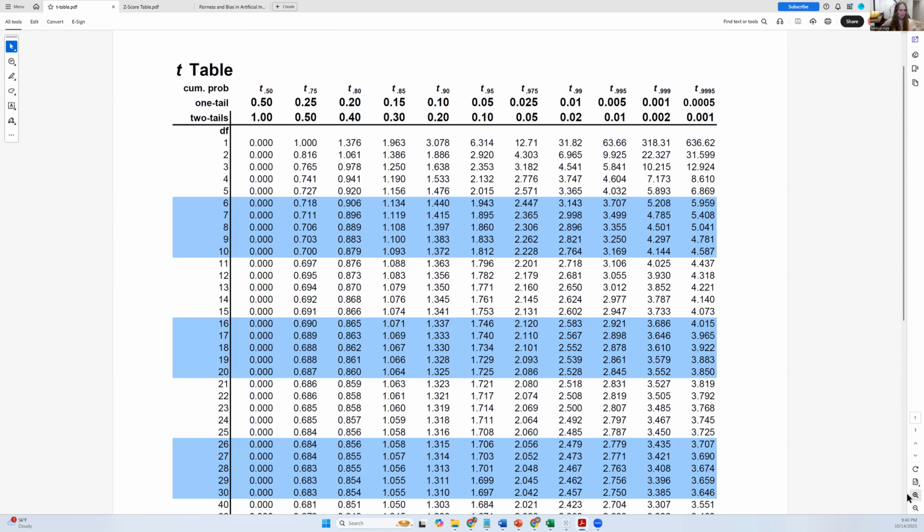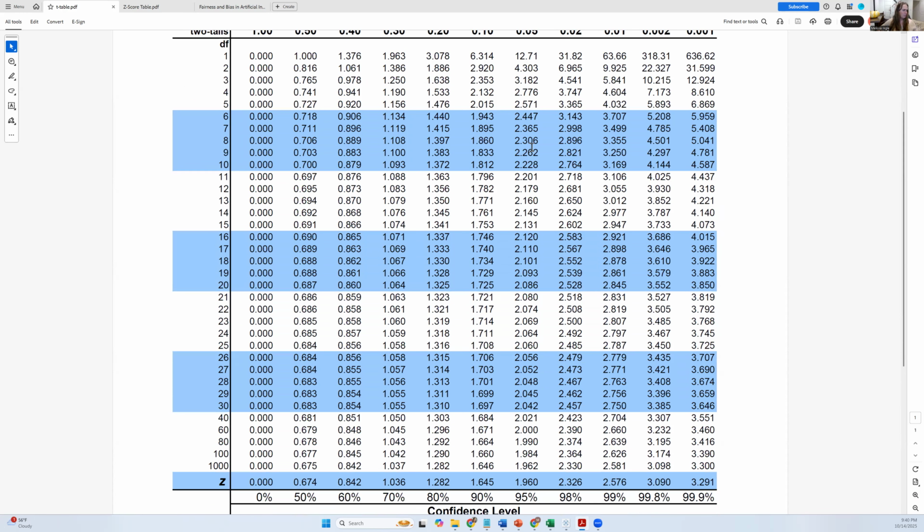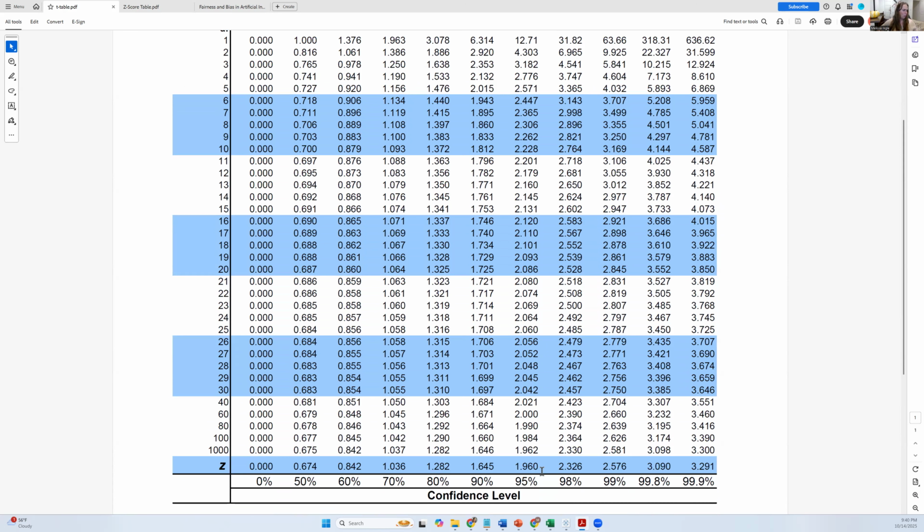I'm going to try to make it a little bit bigger so you can see, right? So because it is two-tailed, 0.05, you scroll down, and it's 1.96.